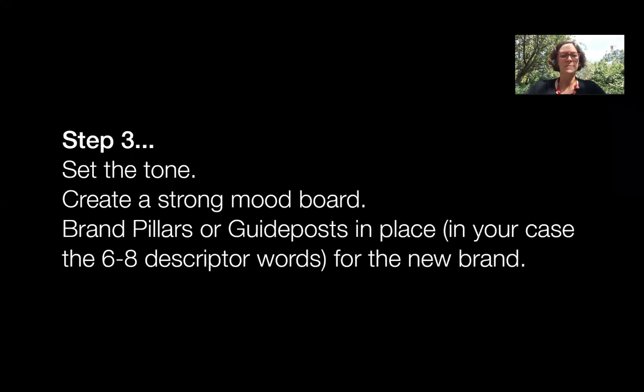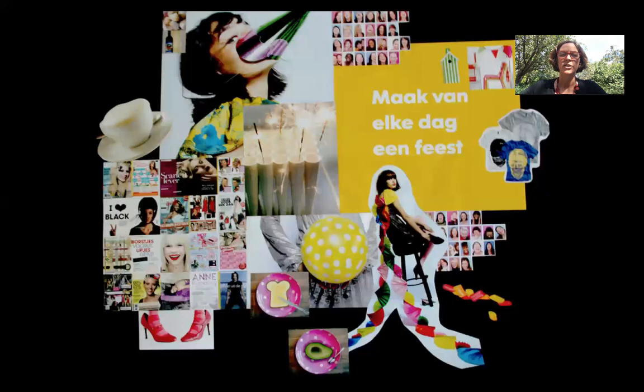So step 3, you set the tone. You create a strong mood board. Brand pillars and guideposts have to be in place. And in this case, we're talking about descriptor words for the brand, and we're calling them brand values. But it's interesting to see here that in industry, they might call them brand pillars or guideposts. We're calling them brand values. Then you create a mood board, and this is what I wanted to show you.